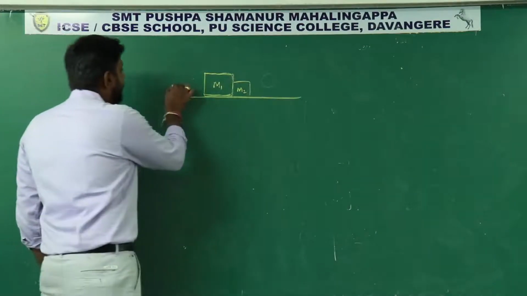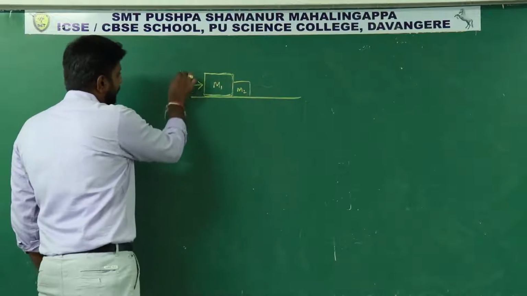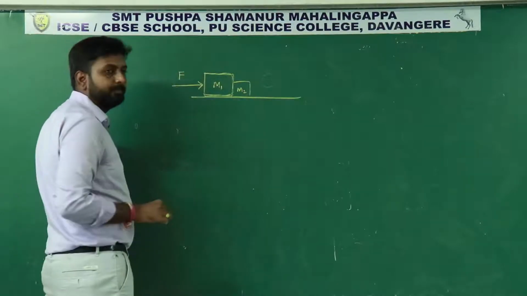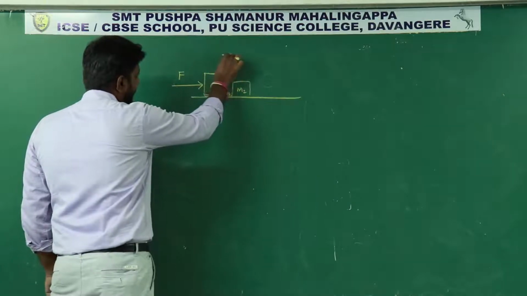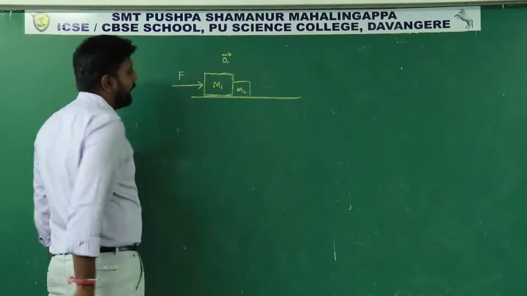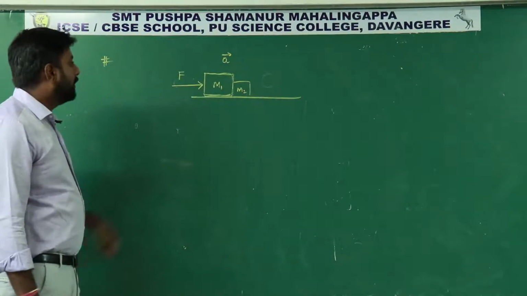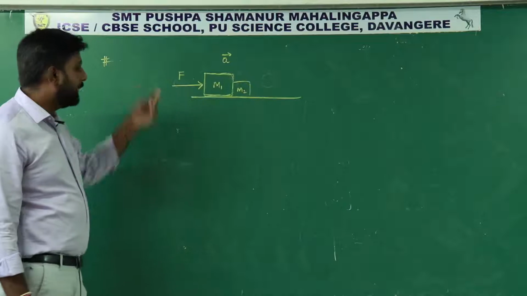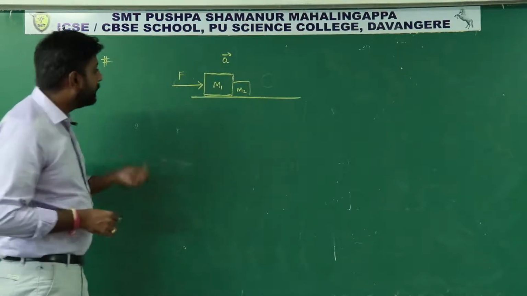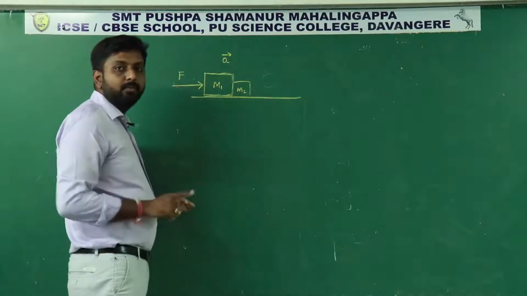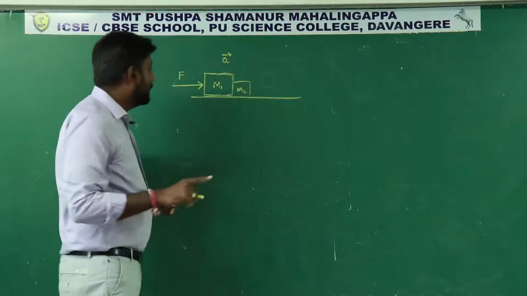Now you apply some force on this block. That force is F. Definitely both the bodies will move with the same acceleration. That acceleration is a. Here we can find the acceleration of the system, and also we can find the normal force, the contact force between the two bodies, isn't it?